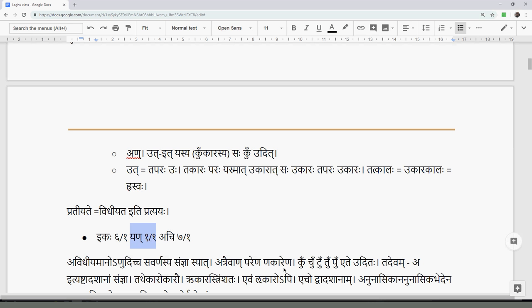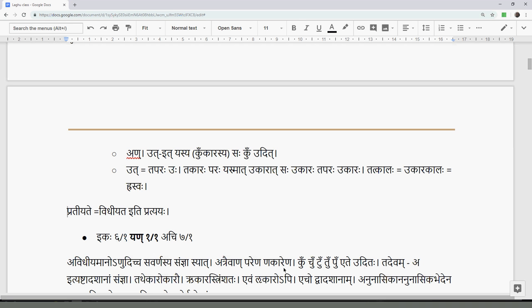But here, our interest is yan in the first case. Ach is when ach follows, per the sutra. How you get the meaning of "when ach follows" by saptami vibhakti, we'll see all that in that sutra. My intention is to show yan. What is yan? Yan is not a pratyaya if you understand the basic meaning of pratyaya.